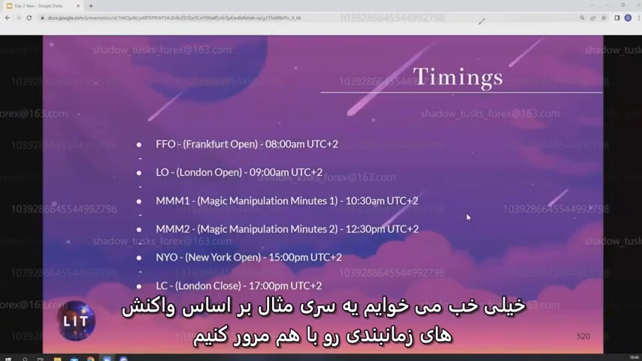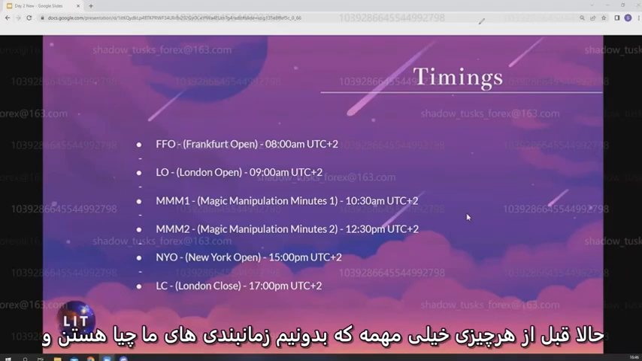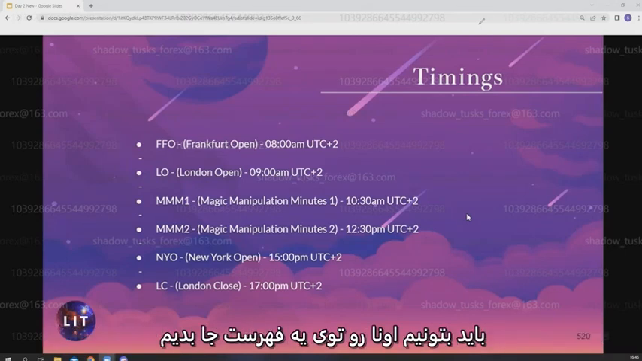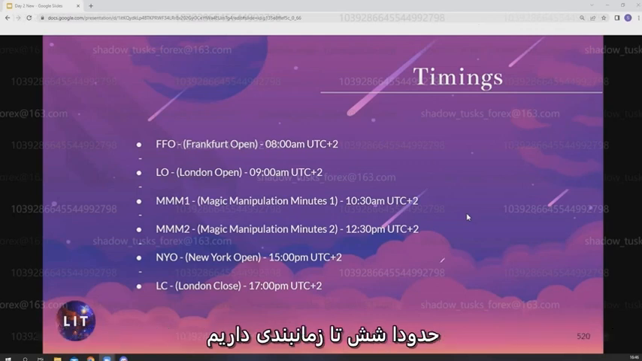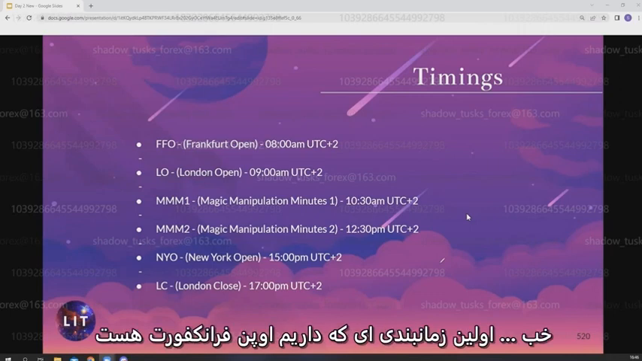So we will be covering a few more examples on the timing-based reactions. Now, first things first, it is key to understand what our timings are and how we can compromise them in a list, which I have done in front of you. As you can see, we have around 6 timings. So the first timing we have is Frankfurt Open.